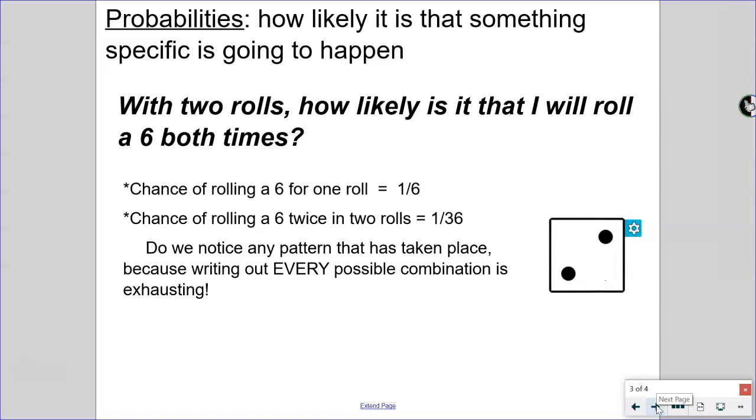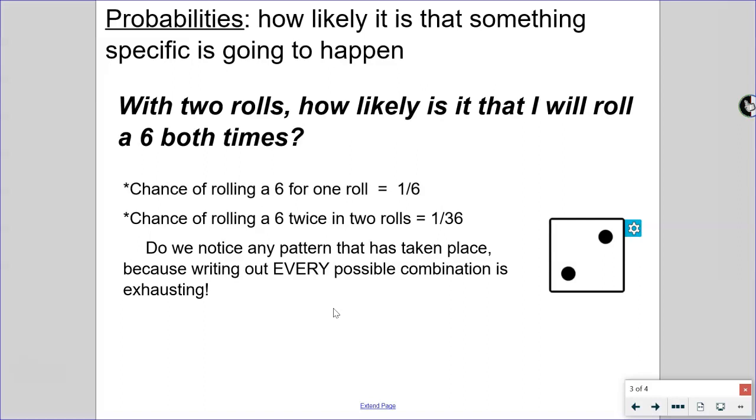So what I want to show you is this right here. The chance of rolling a 6 for just one roll is 1 out of 6. But if we roll that dice twice and we say, hey, what's the likelihood that we're going to roll a 6 the first time and then a 6 on the second time? It goes all the way up to 1 out of 36. And my question for you is, do we notice any pattern that has been taking place? Because writing out every possible combination is exhausting. And I'm hoping that you see it, but I am going to show you.